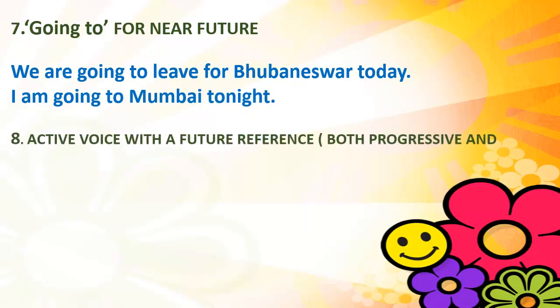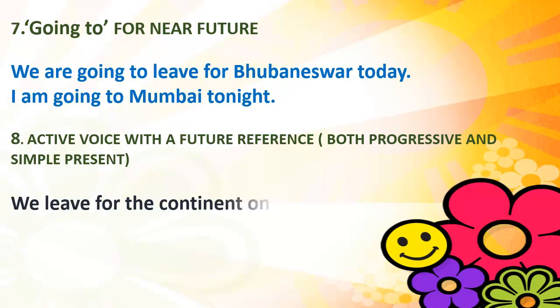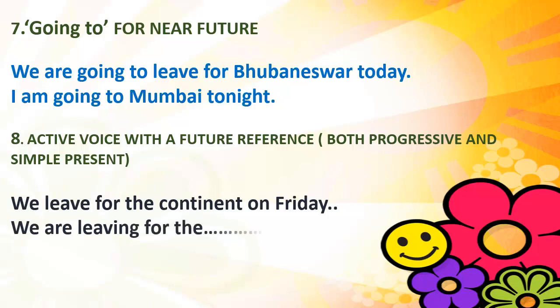Number 8, active voice with a future reference. Both present progressive and simple present are used. We leave for the continent on Friday. You can say we leave for the continent, simple present. We can also say we are leaving for the continent on Friday. So in active voice, when it speaks about the future, children, simple present and present progressive form are used.